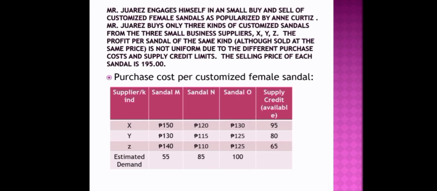Example problem. Mr. Suarez engages himself in a small buy and sell of customized female sandals as popularized by Ann Cortez. Mr. Suarez buys only three kinds of customized sandals from three small business suppliers X, Y, Z. The profit per sandal of the same kind, although sold at the same price, is not uniform due to the different purchase cost and supply credit limits. The selling price of each sandal is 195 pesos. The table below is the given supply credit and the estimated demand of the suppliers X, Y, and Z.